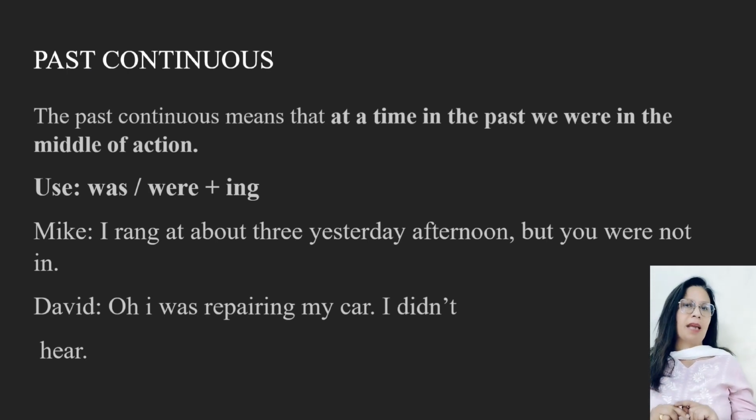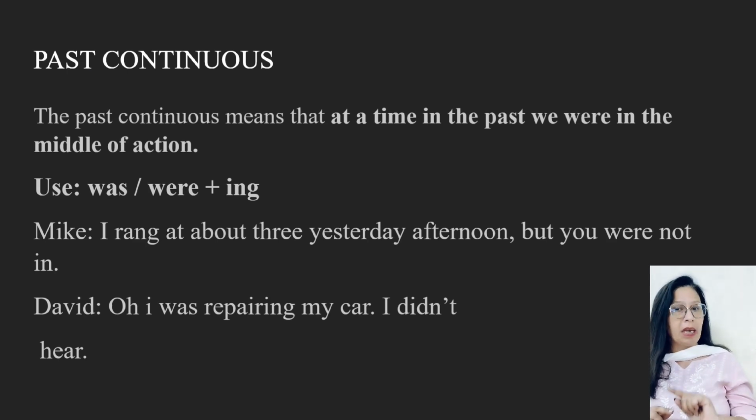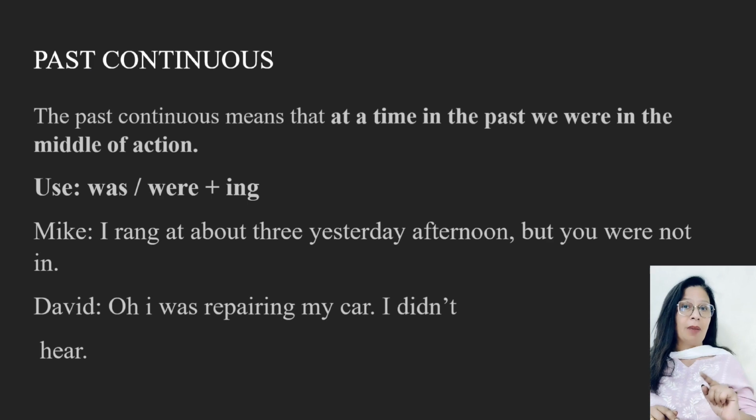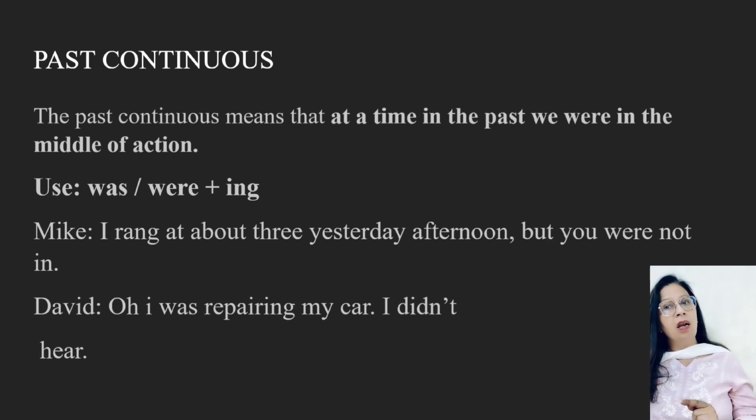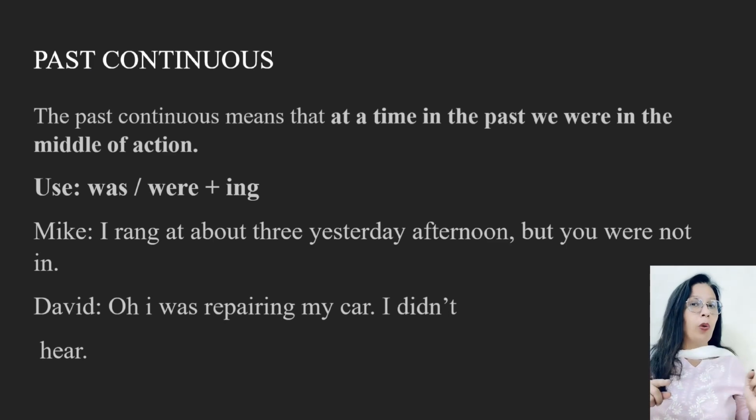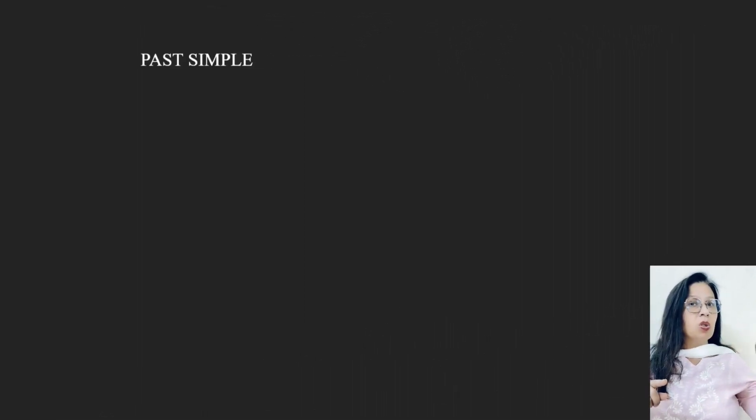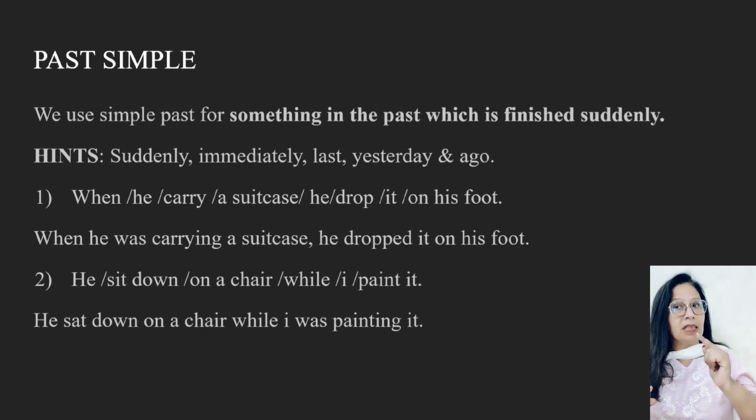Let's just take an example. Mike says, I rang at about 3 yesterday afternoon, but you were not in. And then at that time, David says, oh, I was repairing the car and I didn't hear. That means what was David doing at that time? At that time, he was repairing. So in this way, past continuous tense means that action was happening during the time.